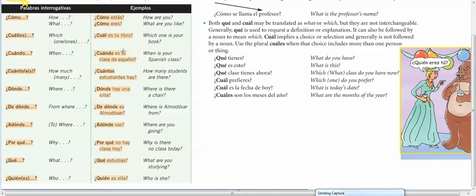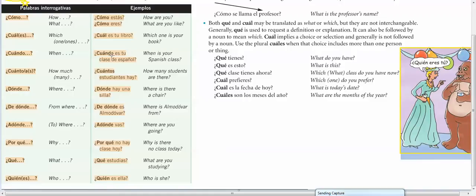¿Cuál is which? ¿Cuál es tu libro? Which is your book? And they make it agree. So if I said, ¿Cuál es tu libro? Which one's your book? Or maybe you have two notebooks sitting out, there's a bunch of notebooks on the table, and I might say, ¿Cuáles son tus cuadernos? So with which, if I'm asking you to identify one thing, it's cuál. If I'm asking you to identify multiple things, it's cuáles.